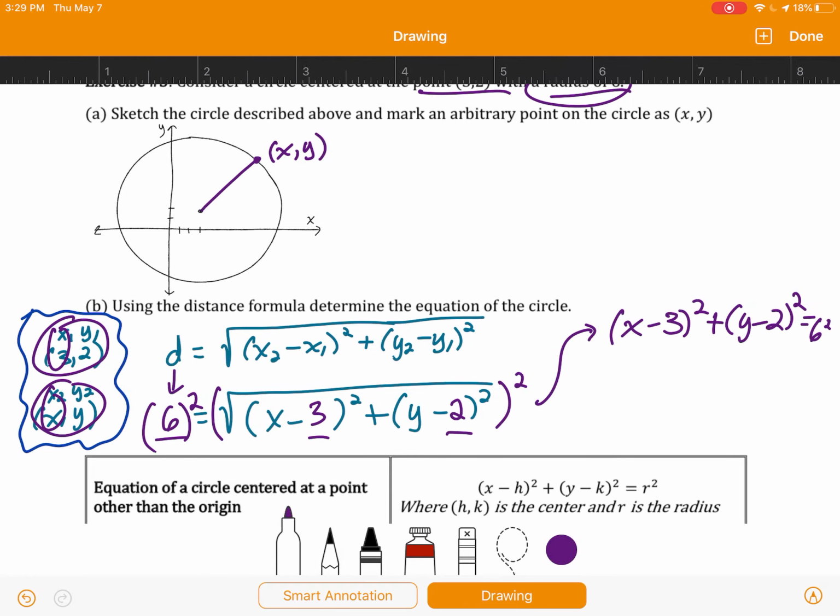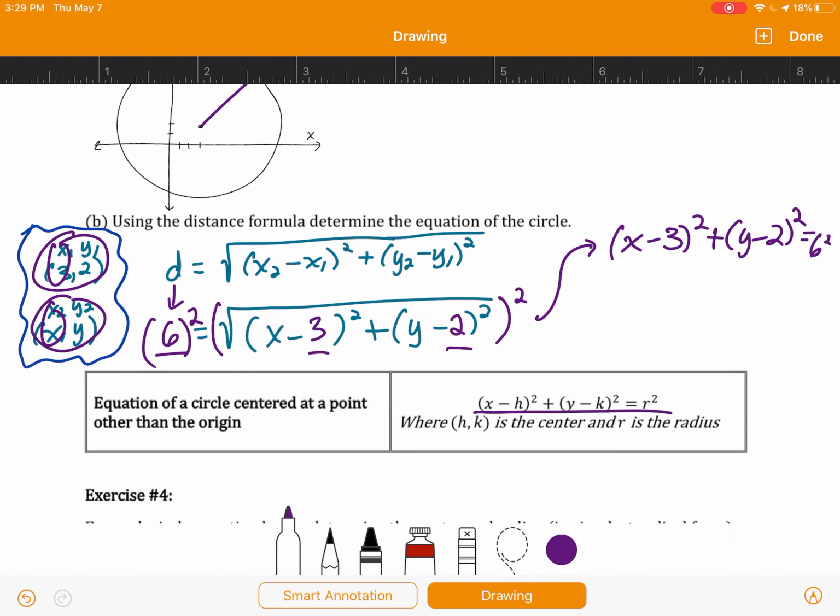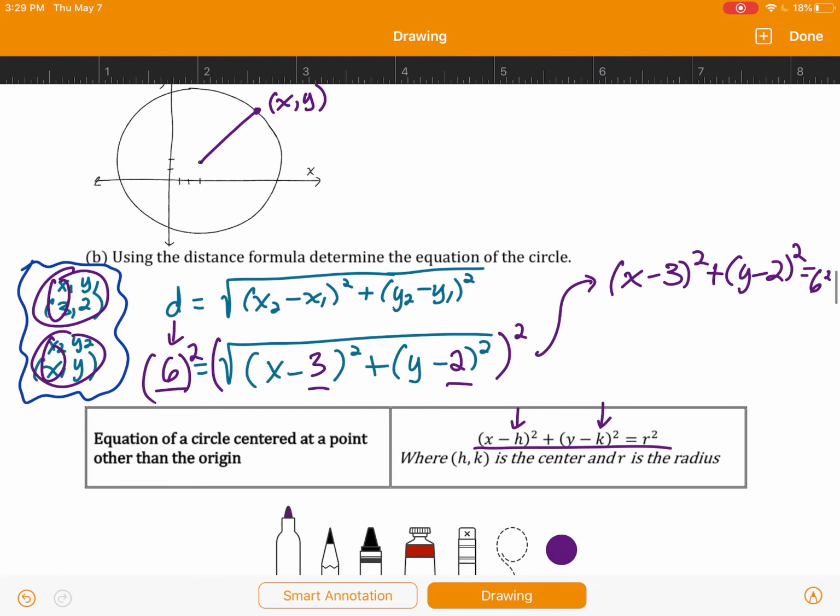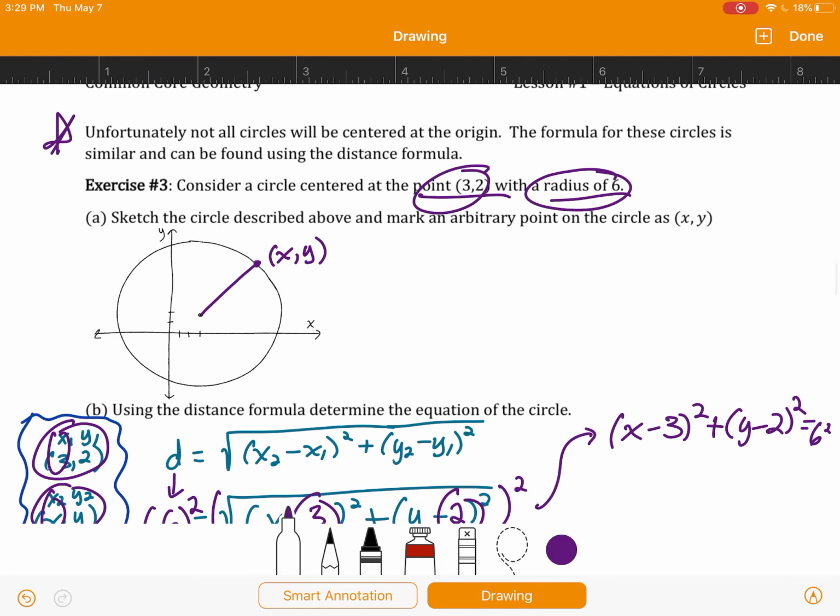And this will now look really close to the actual equation of a circle. If we had the equation of a circle, whatever goes in this spot and this spot will be the x and y value for the center of our circle. It says h, k here, but if we look at our example, we have 3 and 2, which was our center for our question.